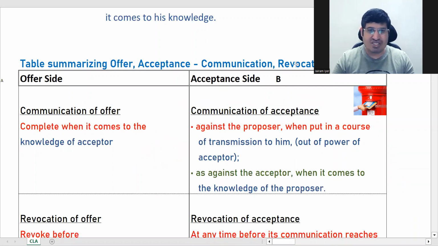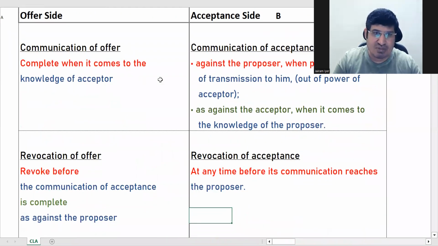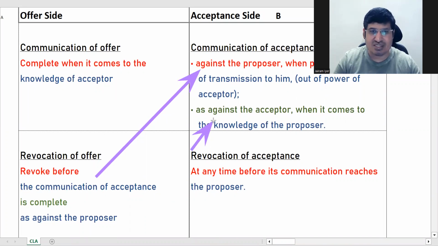And revocation is straightforward. I said, just don't think too much. Just remember the first point: this revocation is this time, and this revocation is this time. So you have to revoke before communication of acceptance is complete against the proposer, that is this point. Here, at any time before communication reaches the proposer, that is when the communication of acceptance is complete against the acceptor, that is this point. So revocation of offer is this point, and this is this point straight away. Two points are over.